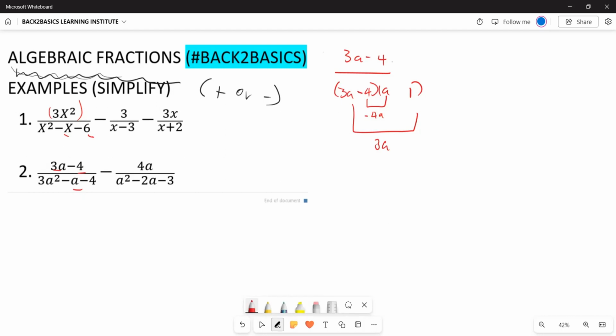Yes, this must be negative and this must be positive. Perfect, perfect, perfect. I think now you get it. So let's just make up some space for this so that we can continue. Now let's continue to the next term.